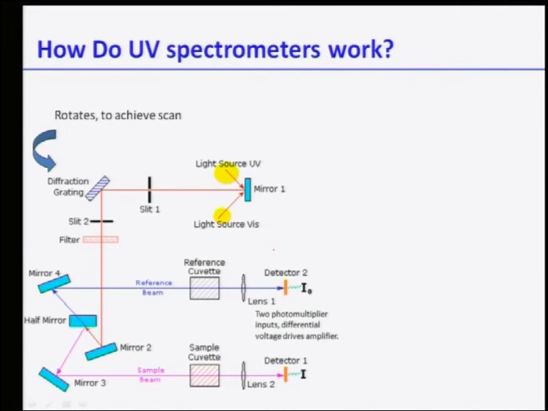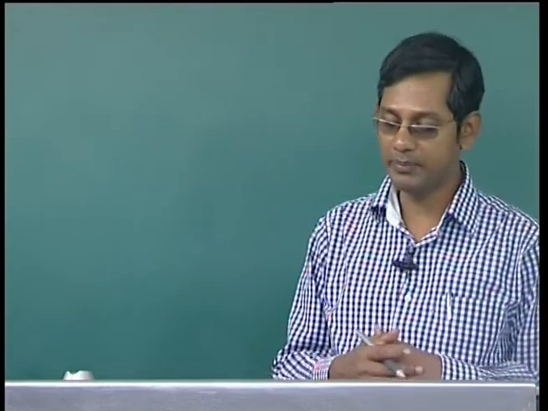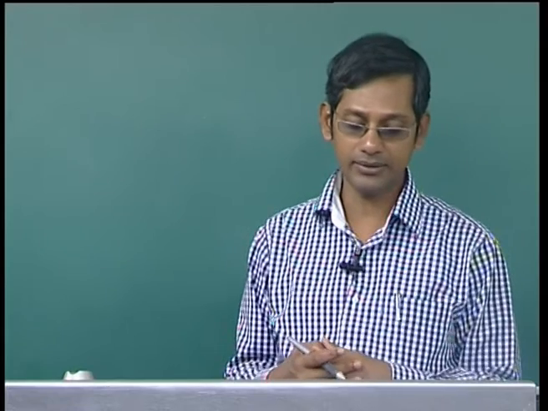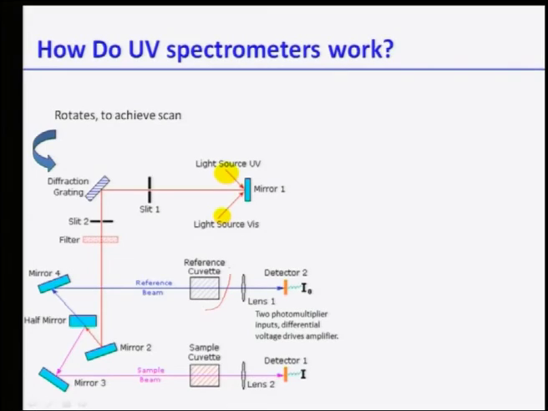So, let me go straight to the spectrometer principles, or how the instrumentation is set up. As you can see, this is, in a nutshell, the schematic picture. You have basically a reference and a sample, the cuvette being the sample container which is used. Now you have a light source, you can have a UV source and a visible source, and then it falls on a mirror, passes through the slit and then falls on a diffraction grating, passes to another slit.